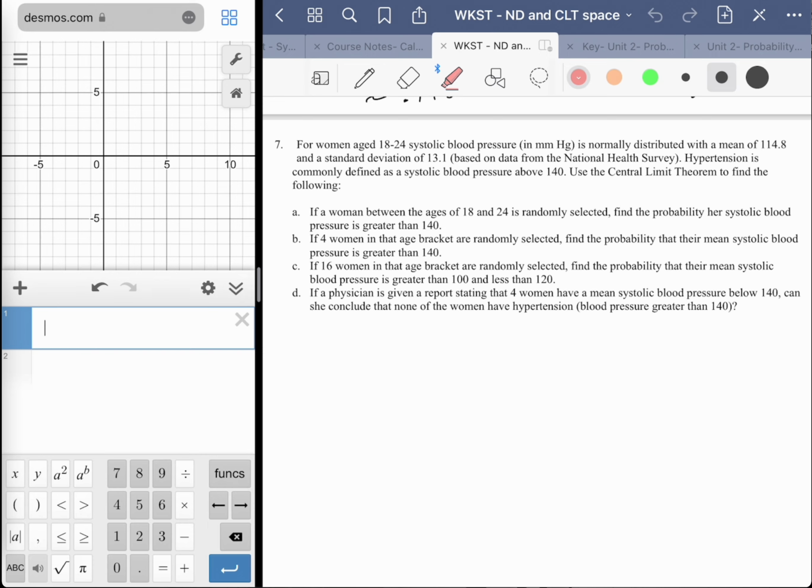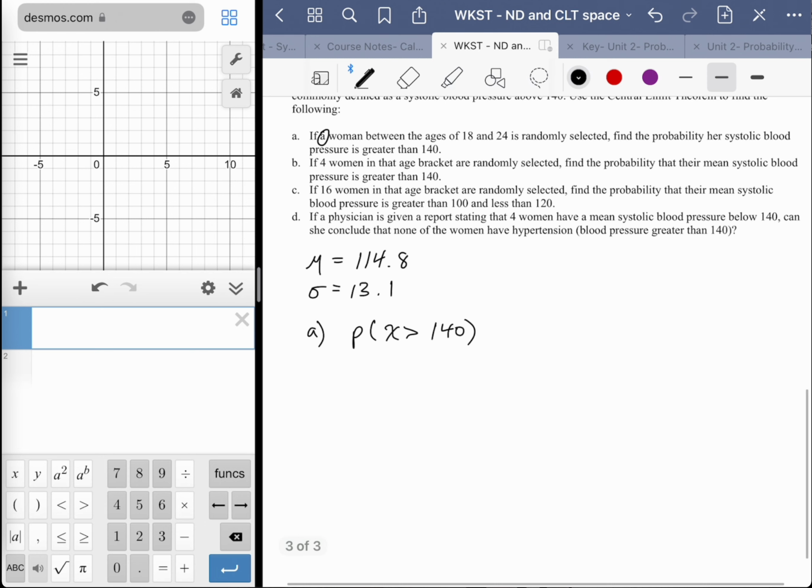So we got the whole scenario here. The mean is given as 114.8 with a standard deviation for the population of 13.1. All right. If a woman, so a singular, so the A part, between these ages doesn't matter, is selected at random, find the probability the systolic blood pressure is greater than 140. So probability that X is greater than 140. Singular individual selected at random. That's a normal distribution question.